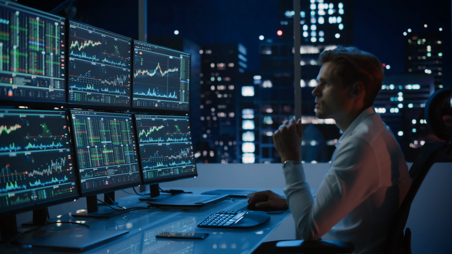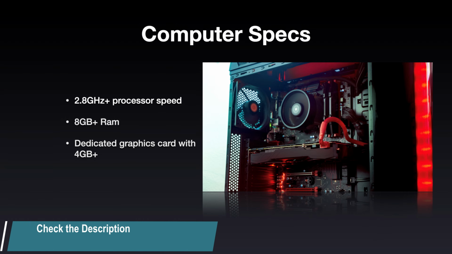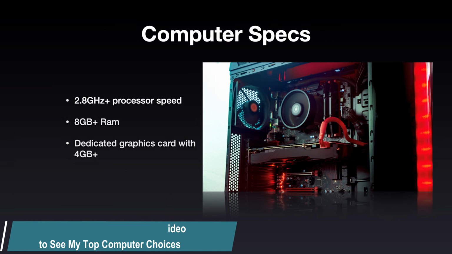Now, when choosing a computer, you want to look for ones that are powerful enough to be able to handle multiple applications running at the same time or be able to run multiple monitors if you need them. Look for computers with a processor speed of more than 2.8 gigahertz, RAM that has at least 8 gigs of memory, and a dedicated graphics card of at least 4 gigs of memory if you plan on having more than 2 monitors.